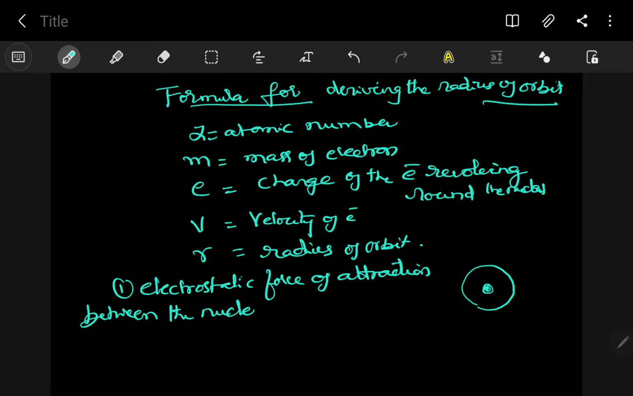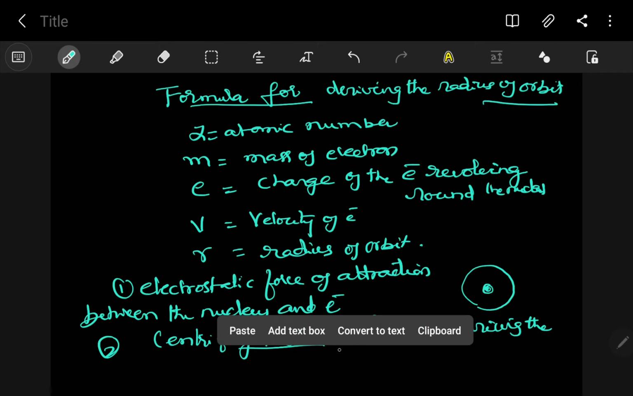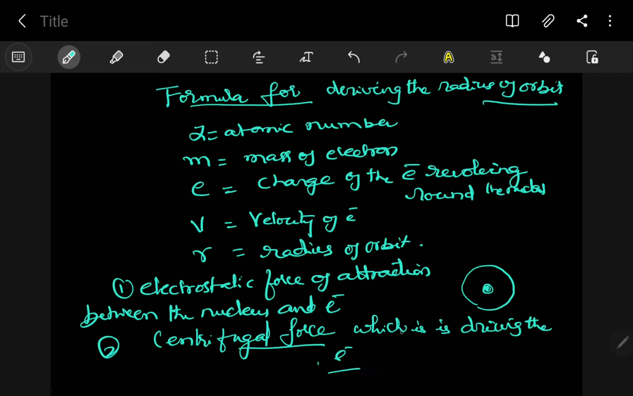And the second force is the centrifugal force, which is driving the electron out. These are the two forces that are experienced by the electron while it is revolving around the nucleus.